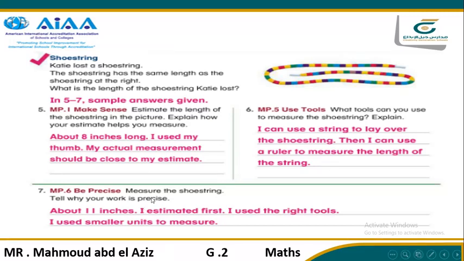Number 7, measure the shoestring and tell why your work is precise. We said it's about 11 inches. About 11 inches. And I estimate first. And to be sure your answer is correct, you will measure it again. So you will measure it twice. And here he said, I use the right tools and I used smaller units to measure.